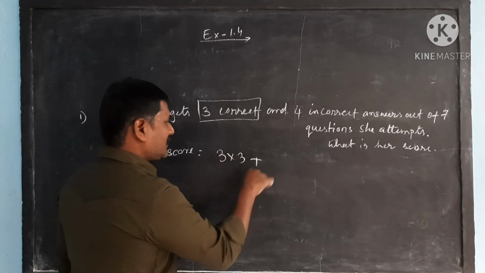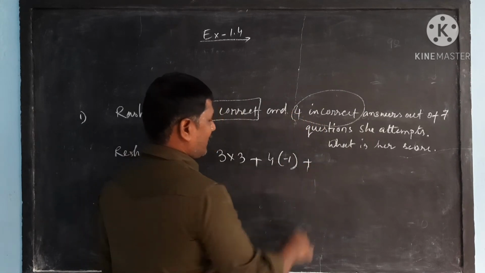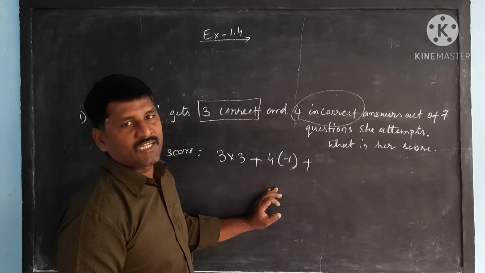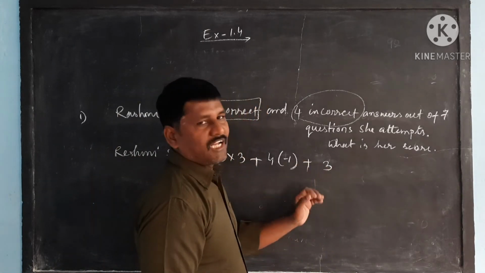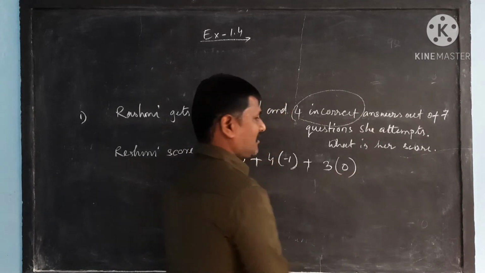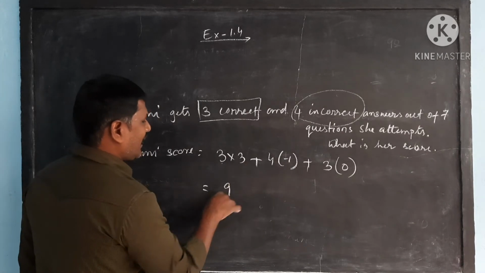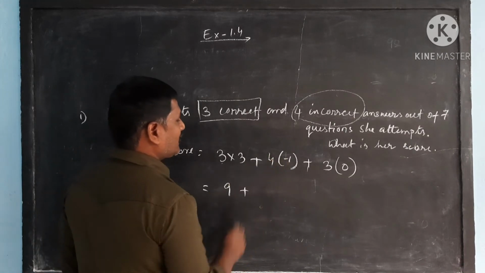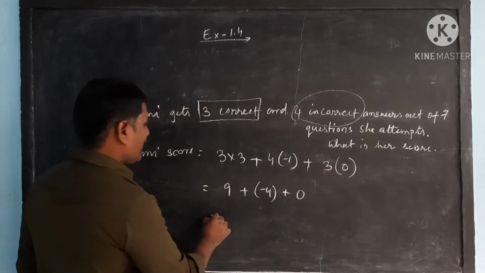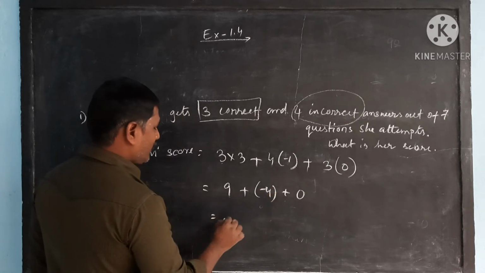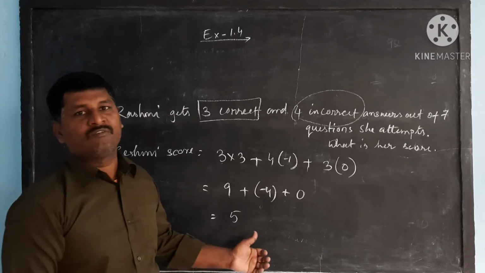You can write plus 4 incorrect answers, means 4 into minus 1, plus, as she attempted only 7 questions, the remaining 3 questions she didn't attempt. Each unattempted question will be 0, as given in the question. Now you can write 3 threes are 9 plus 4 into minus 1 is minus 4 plus 3 zeros are 0. Now the answer will be 9 minus 4 is 5. So Reshma's score is 5 marks.